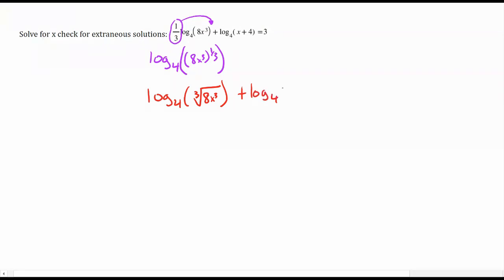Bringing down the rest of the equation here, log base 4 of x plus 4 equals 3. Now I could combine these two logs, but before I do that, I actually want to simplify this, because the cube root of 8x cubed is just 2x, because 2x times 2x times 2x gives me 8x cubed.